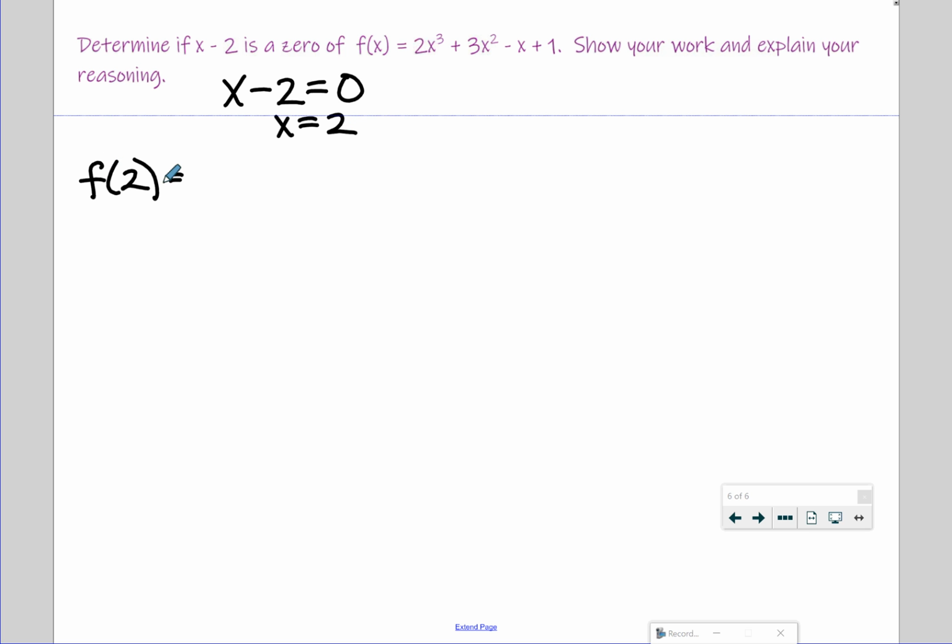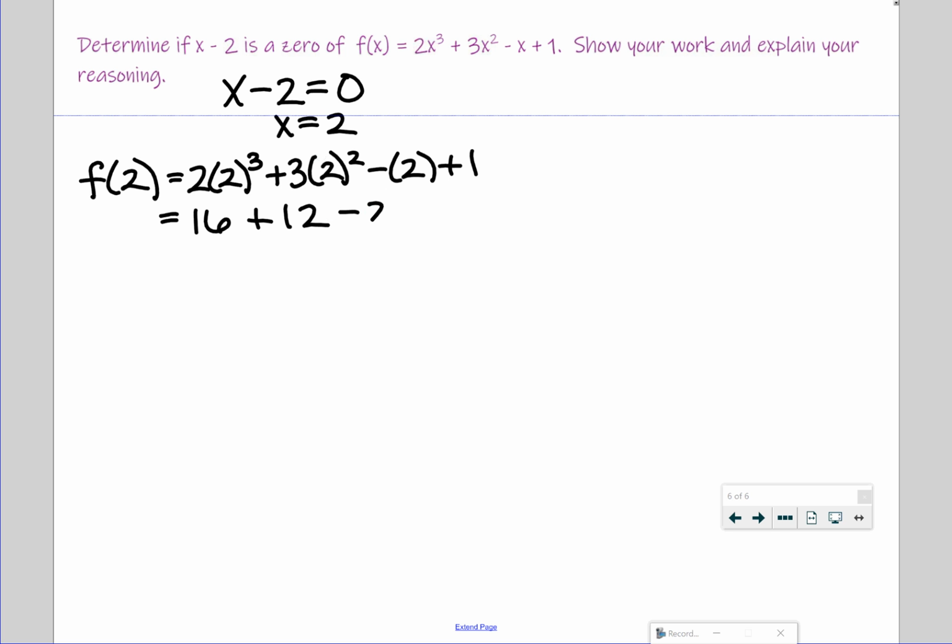We plug 2 into the function. 2 times 2 cubed plus 3 times 2 squared minus 2 plus 1. So I'm going to get, let's see, 8 times 2, that first term is 16. 2 squared is 4 times 3 is 12. Minus 2 plus 1. So that's a 28. Minus 2 is 26 plus 1. I get a 27. So my remainder is 27.